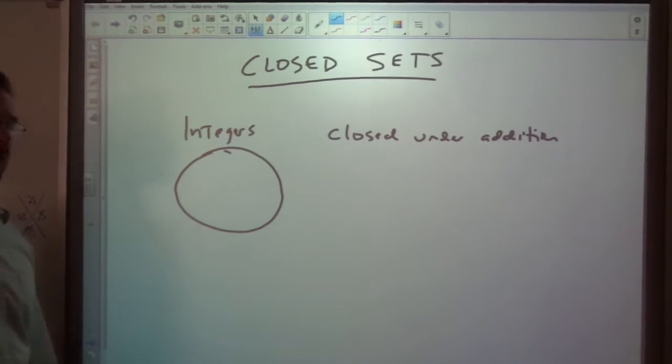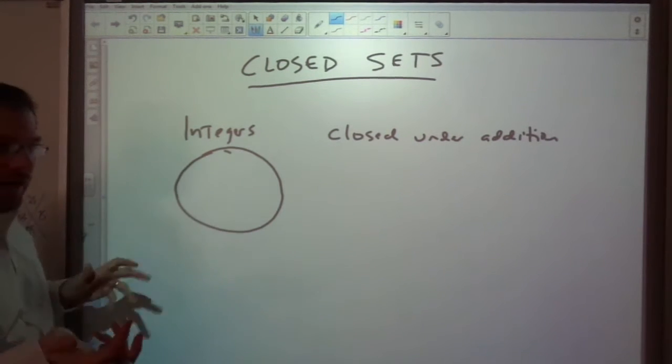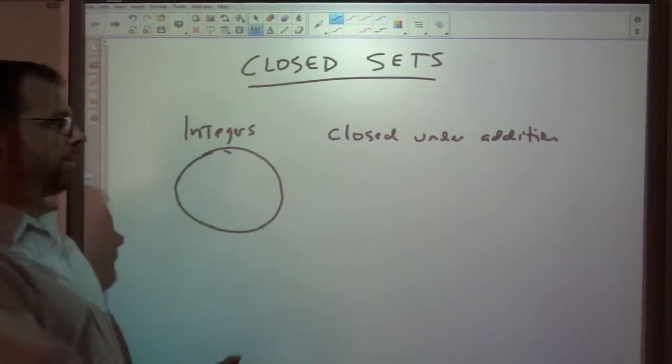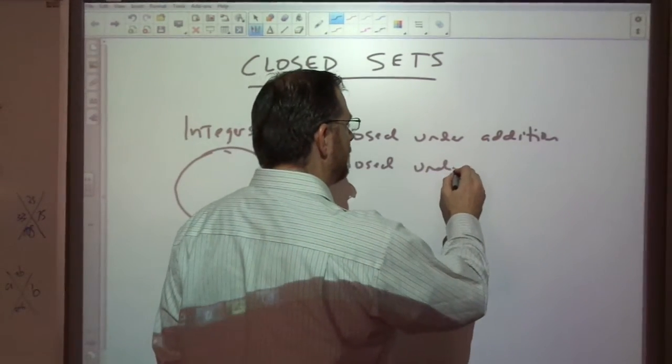Subtraction. If I subtract two numbers, 10 minus 7, there's an example. I get 3. That's an integer. You can pick any two numbers you like, subtract them, and you're going to get another integer. So we would say integers are closed under subtraction.